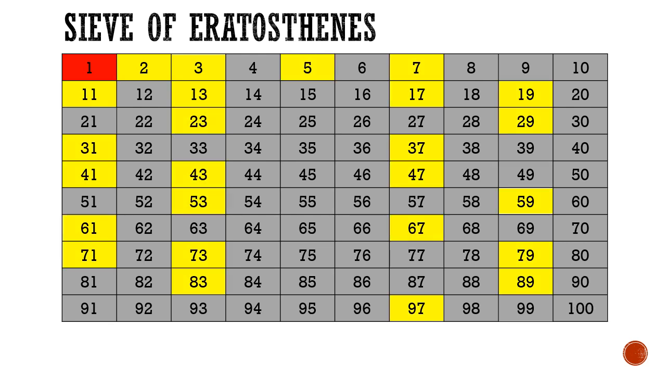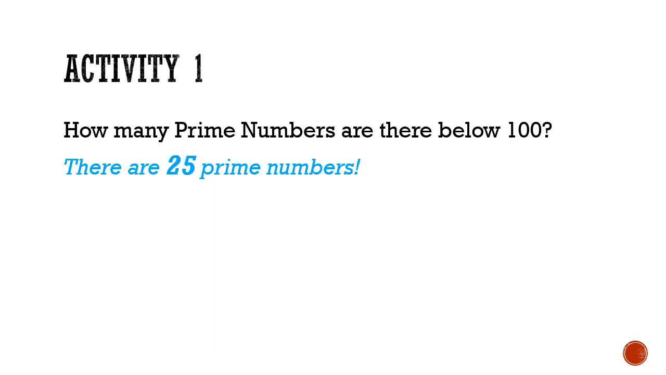If you're done, your colored list should look like this. There are 25 boxes in yellow indicating the prime numbers. The grayed out boxes are the composite numbers. And 1 is just 1. It's a special number, which is why we have colored it red. So the answer to activity 1 is that there are 25 prime numbers in total below 100, and we can use the sieve of Eratosthenes to find them.